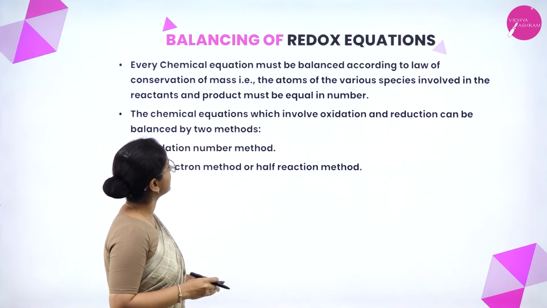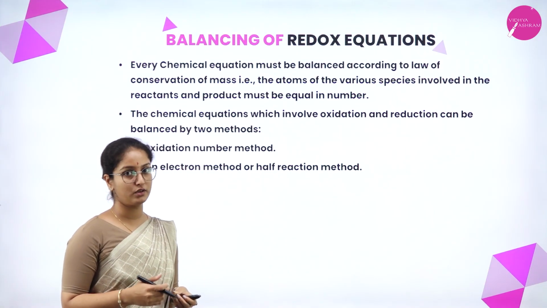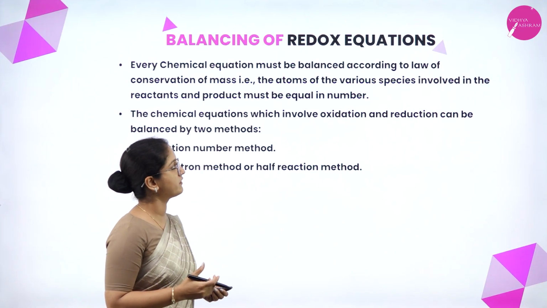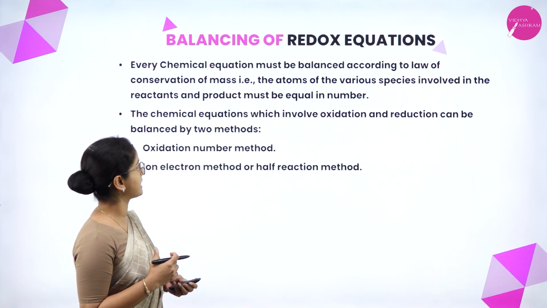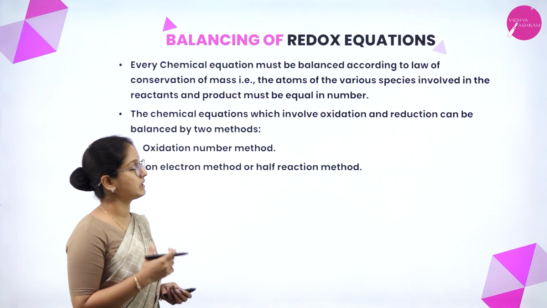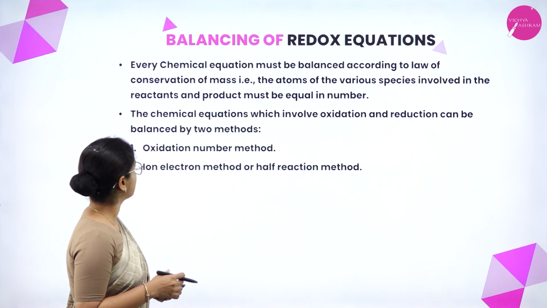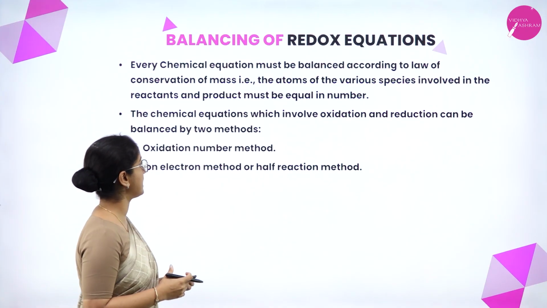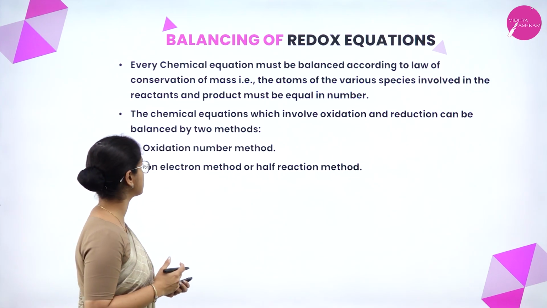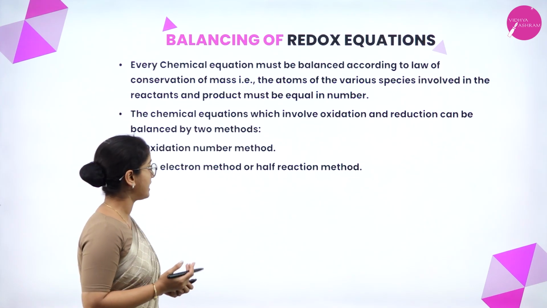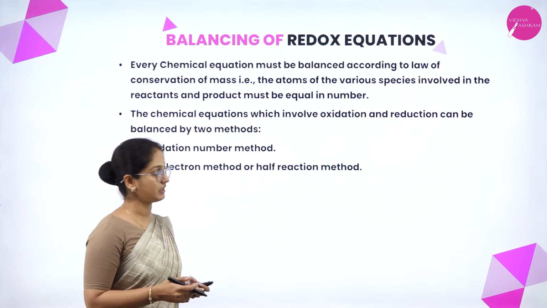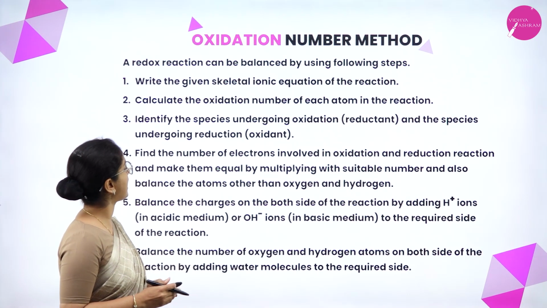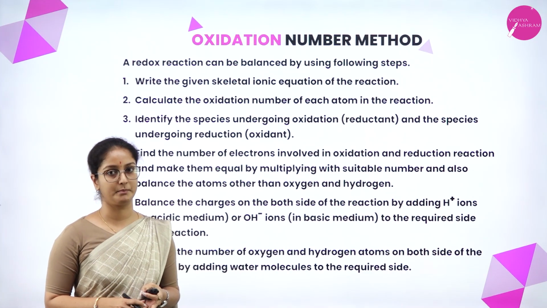Every chemical equation must be balanced according to the law of conservation of mass, that is the atoms of the various species involved in the reactants and product must be equal in number. The chemical equations which involve oxidation and reduction can be balanced by two methods. One is the oxidation number method and the other one is the ion electron method or half reaction method. But for now we will study the oxidation number method.